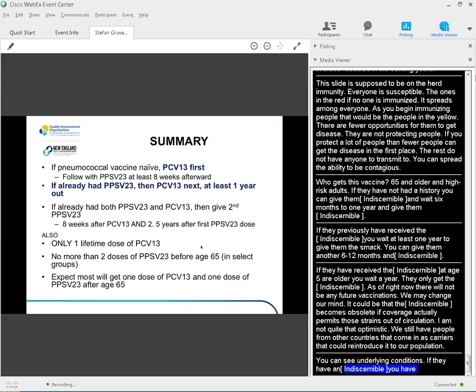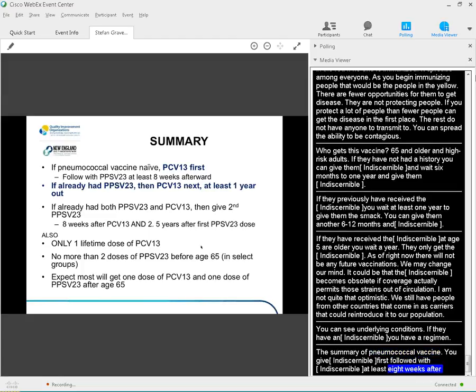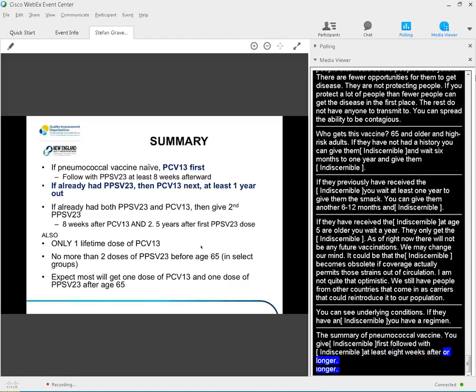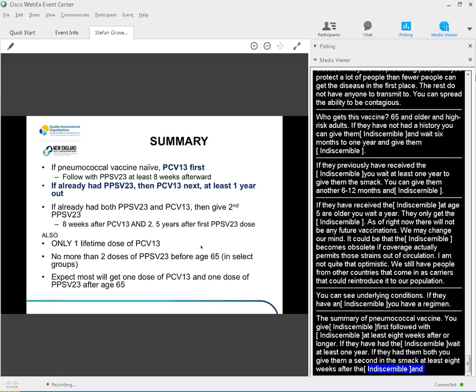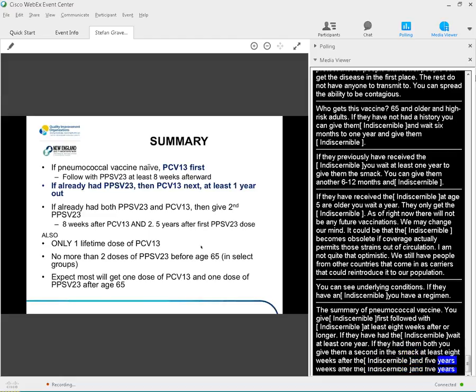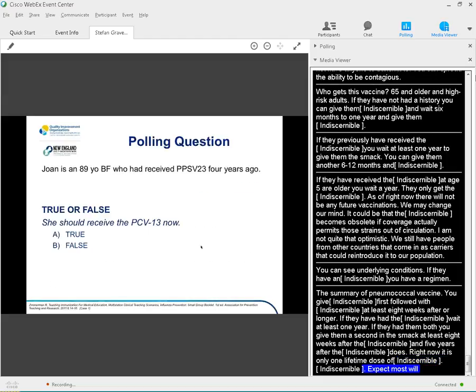So the summary is, pneumococcal vaccine naive, you give PCV13 first, follow it with PPSV23 at least 8 weeks after or longer. If they've already had the PPSV23, wait at least a year. If they've already had them both, you give them a second PPSV23 at least 8 weeks after the PCV13 and 5 years after the first PPSV23 dose. Also, right now, it's only 1 lifetime dose of PCV13, no more than two doses of PPSV23 before age 65 in very select groups, and expect most will get 1 dose of PCV13 and 1 dose of PPSV23 after age 65, what we should be expecting.